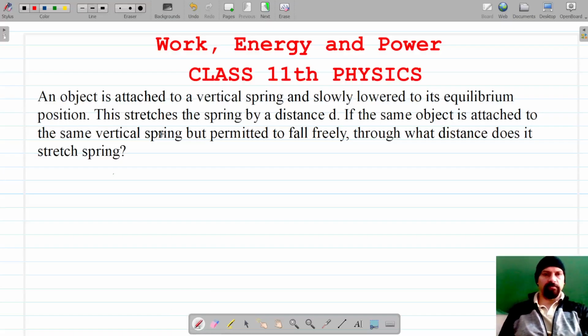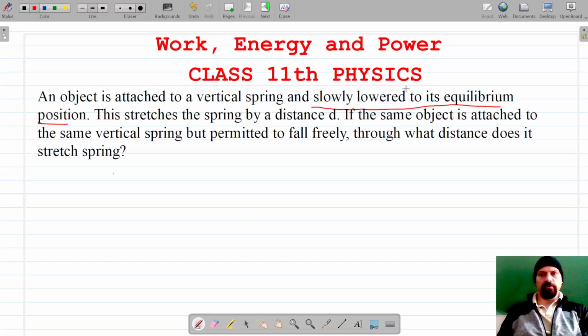For the next question, it's given that an object is attached to a vertical spring and slowly lowered to its equilibrium position. And when it's slowly lowered to its equilibrium position, that is when the spring is stretched and it stops. The spring stretches by a distance d.